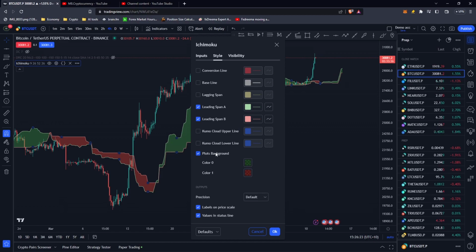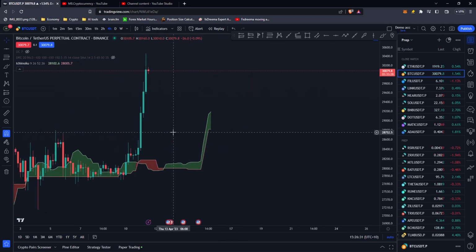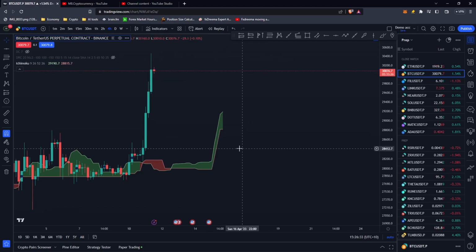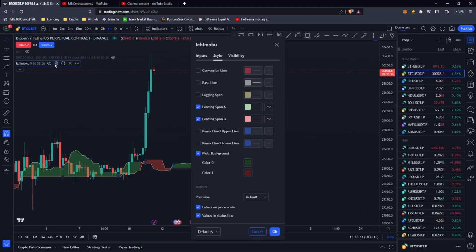I'm just going to talk shortly about the cloud. We understand how the cloud gets formed, and it's a leading indicator because at the moment the price is in here, but the cloud shows what's going to happen 26 candles forward, and you can make a strategy depending on your understanding of Ichimoku. So this is the leading indicator, the cloud and the leading spans. But now we understand the cloud.